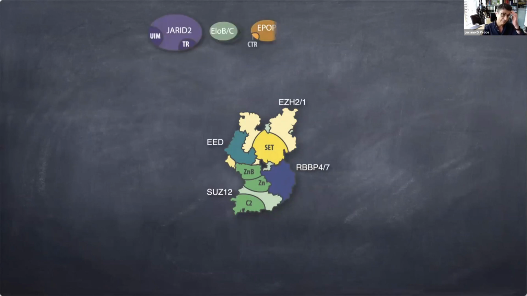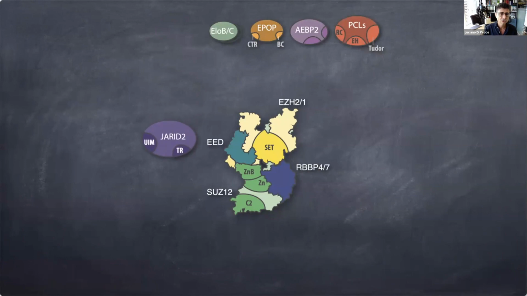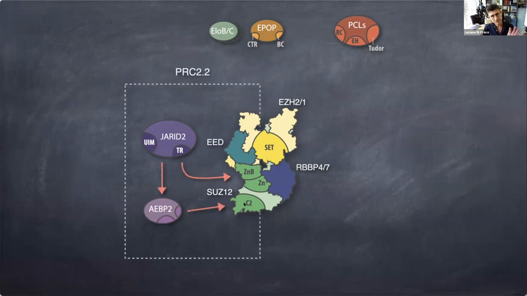And we know that there are many subunits that can interact with the PRC2 complex, but how is this interaction regulated? We know that JARID2 interacts with this region of SUZ12. And once JARID2 interacts with SUZ12, it is capable of stabilizing the interaction of AEBP2 to another region of SUZ12, and this leads to the formation of the PRC2.2 complex here.